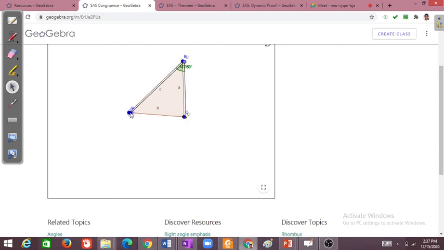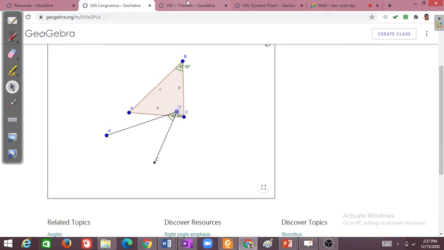Even if I change the side length or the angle, when we are given two sides and their included angle, the two triangles will always be congruent.